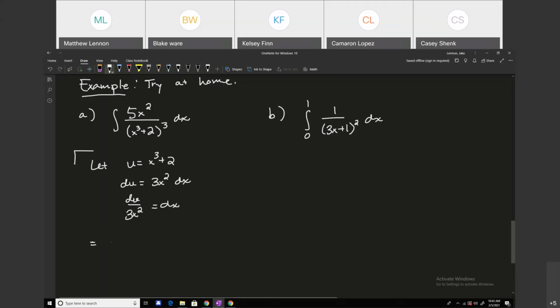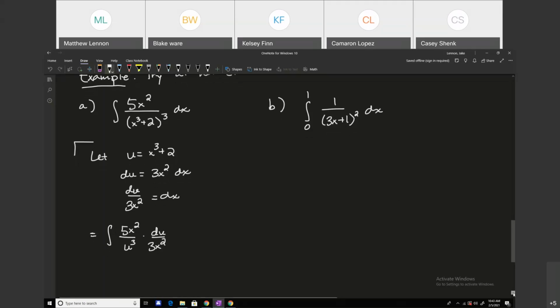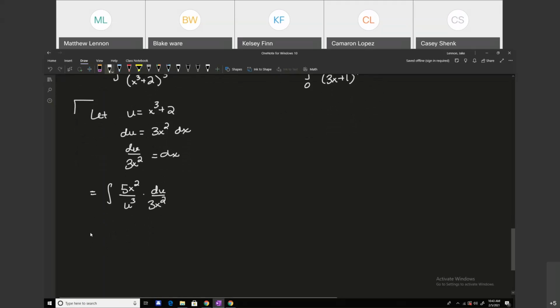So we replace our integral. We have the 5x squared on top. We have u to the third on the bottom now, and then dx changes into du over 3x squared. So the x squareds will both cancel out, and we'll have a constant of 5/3 on the outside. So we have 5/3 integral 1 over u to the third du. And remember, when you're integrating like that, it's probably best if you think about it as u to the negative third power. That way we can apply the power rule.